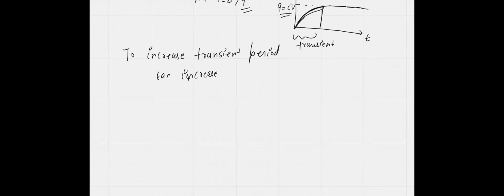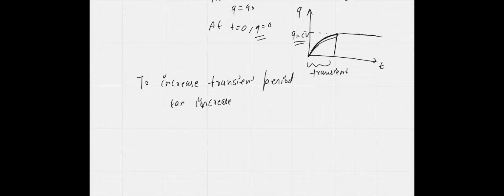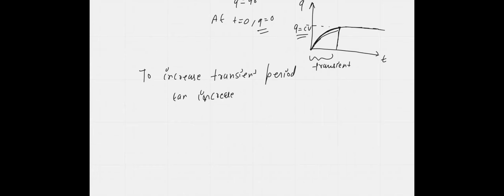Okay. To increase the transient period, increase the resistance. Okay. Understood, Krishna? Any doubt? No, sir. Okay, no doubt, right?